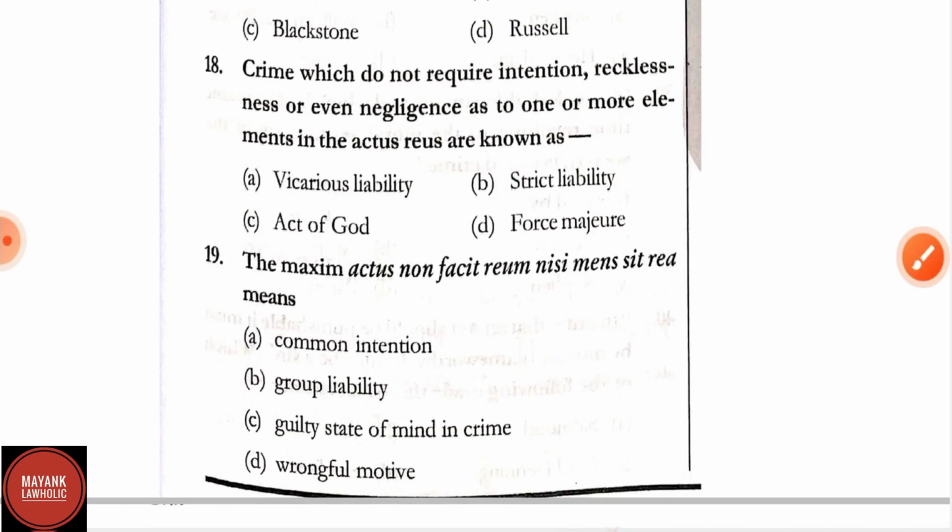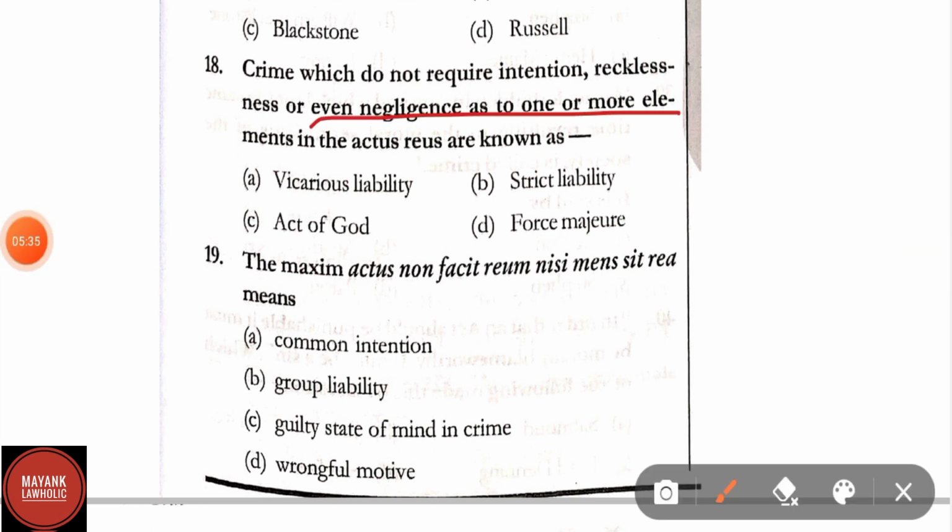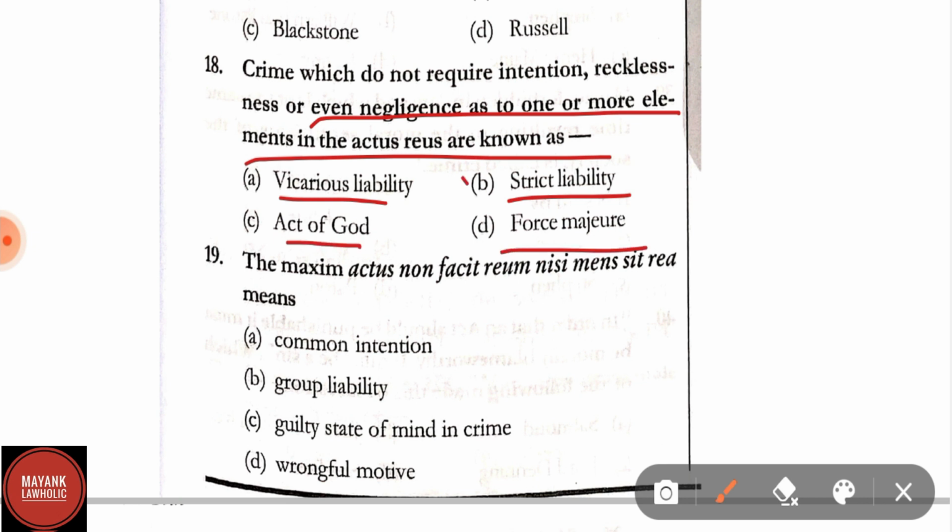Question number 18. Crimes which do not require intention, recklessness, or even negligence as to one or more elements in the actus reus are known as: option A, vicarious liability; option B, strict liability; C, act of God; and D, force majeure. Correct answer is option B, that is strict liability.